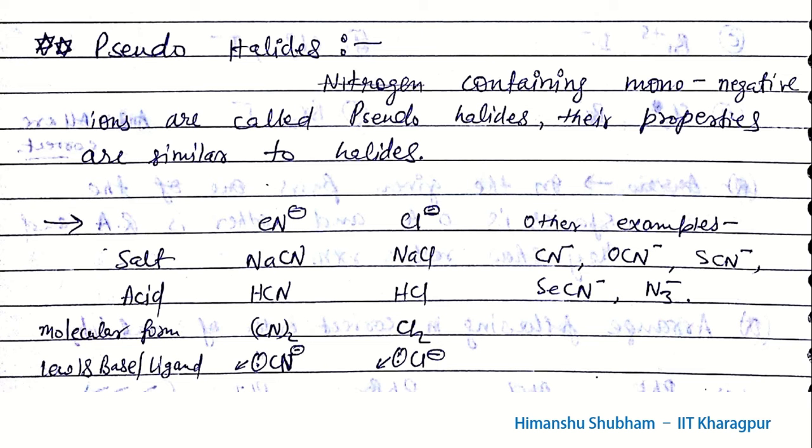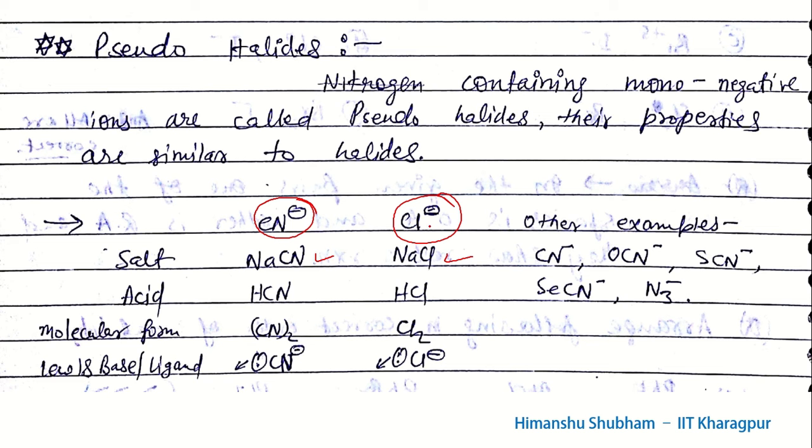So how does it behave? From the name it is indicated that it behaves similar to halides, although it is not a halide. For example, we will do a comparison here and understand how it is similar to a halide. So we have Cl minus, which is a halide, and CN minus, which is a pseudo halide. A halide, Cl minus, forms a salt, for example NaCl. Similarly CN minus, a pseudo halide, also forms a salt, that is NaCN.